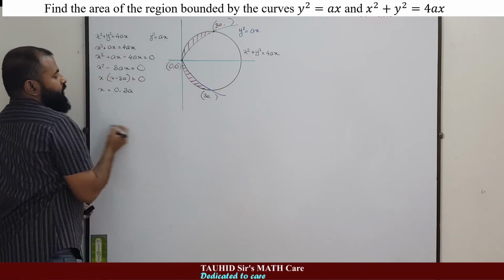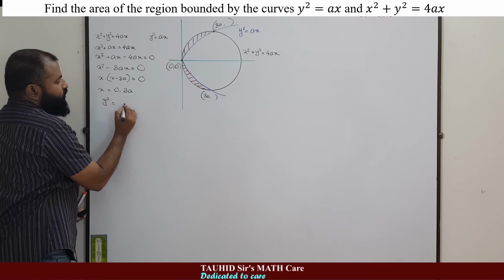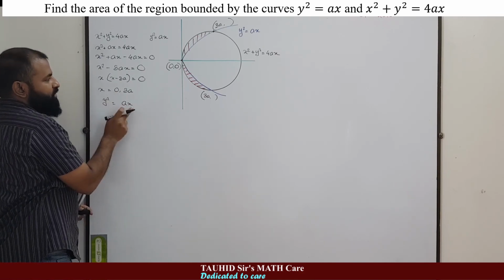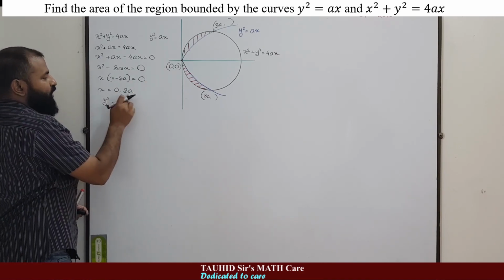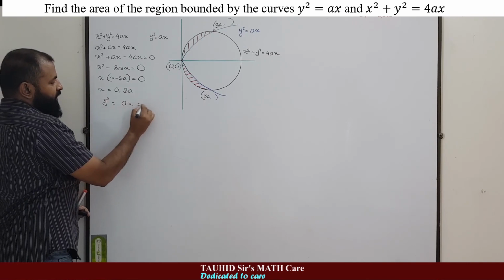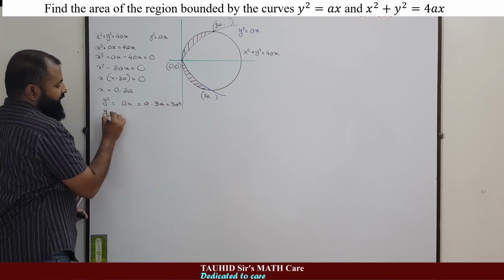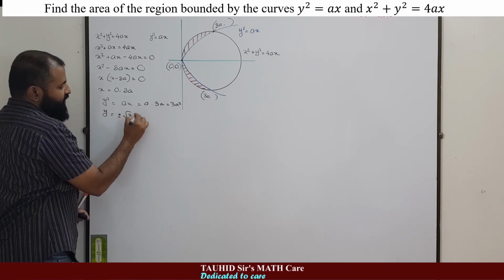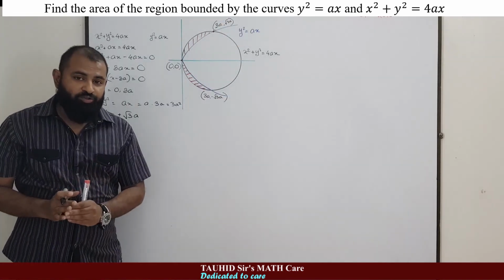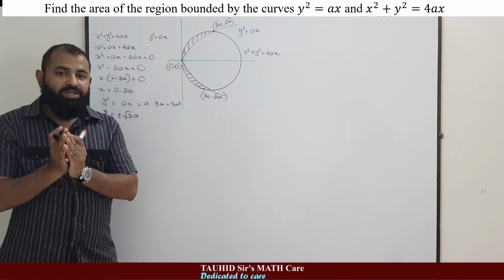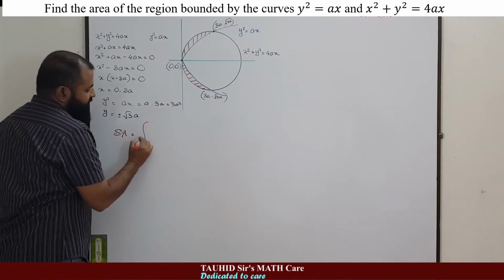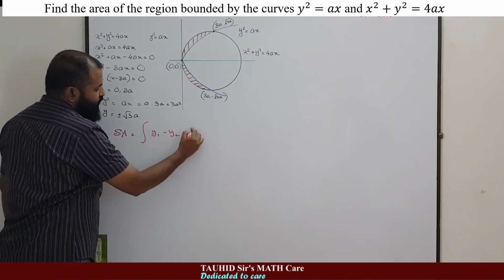And this point is origin. y square equal to ax. When x equal to 0, y must be 0. And when x equal to 3a, y square equal to a into 3a, that means 3a square. That means y equal to plus minus root 3 a. We found the points of intersection. Now what about the shaded area? We all know that shaded area equal to the integral of y1 minus y2 dx.